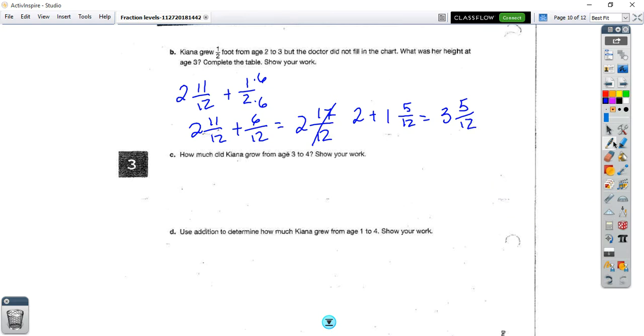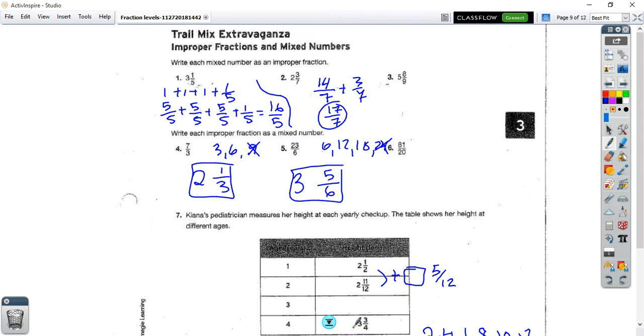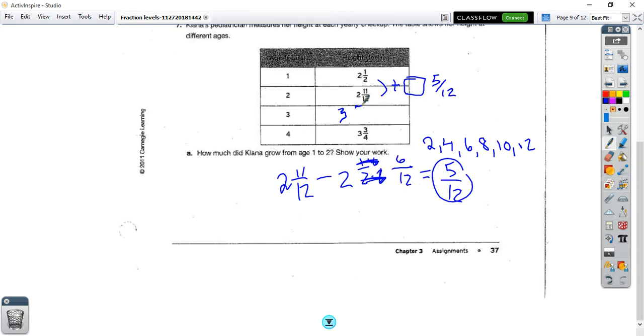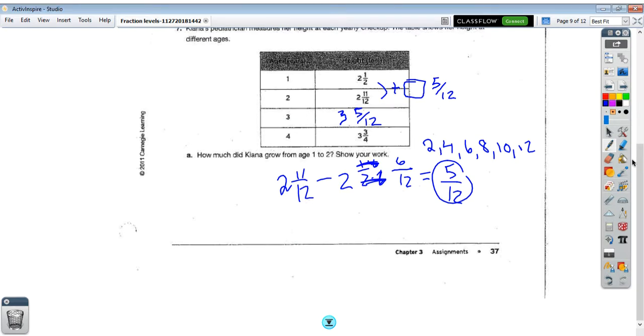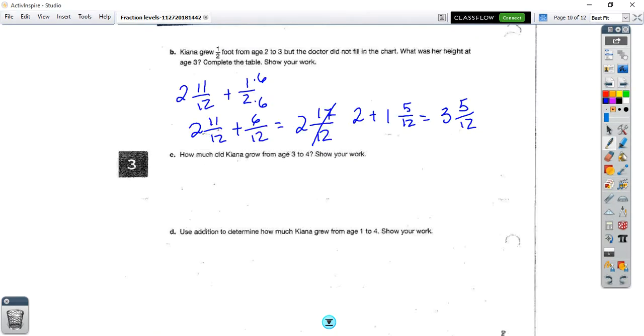So what I would do is I would go back now and write in 3 and 5/12. So let's keep going. Look at the next problem.